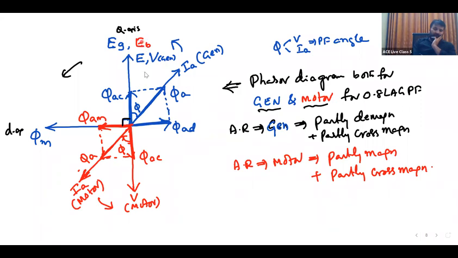Now, for a generator, E and V are also in the same direction. I am drawing for lagging power factor. This is the current. But for the motor, what is the current? EB means V will be this side. For lagging power factor, IA should lag. This is IA, it lags V. This is the power factor angle. Both are for 0.8 lagging only. IA for generator and motor are in opposite directions.